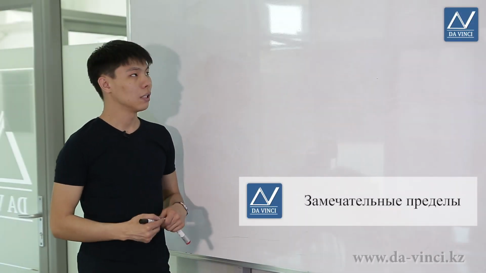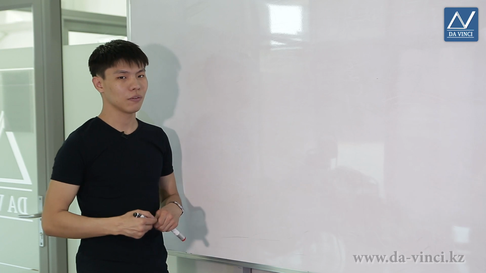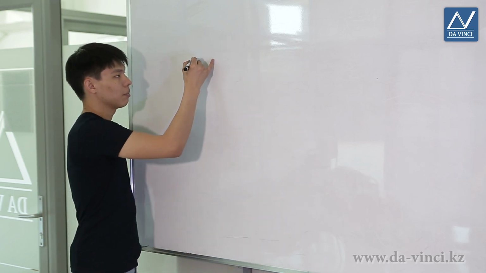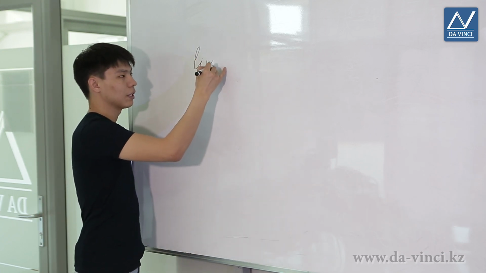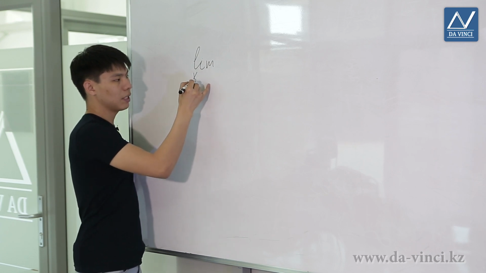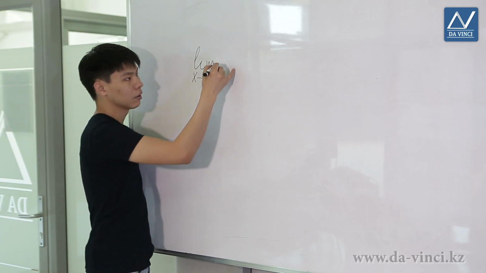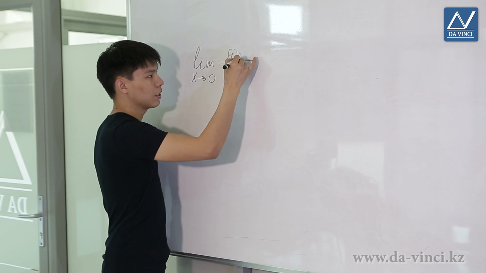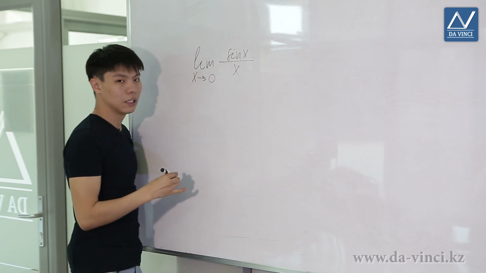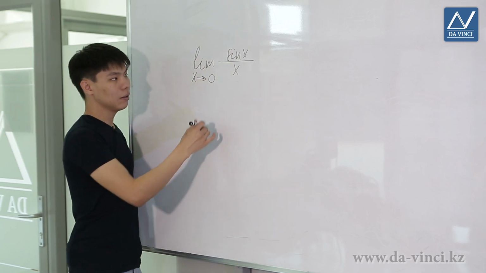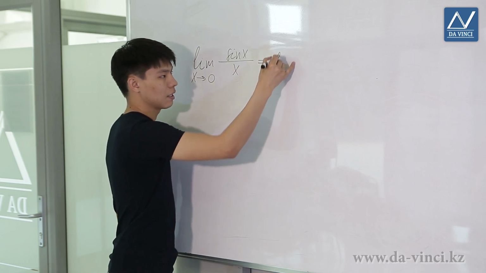Hi, in this lesson we'll explore the remarkable limits. There are several remarkable limits. We'll consider two main ones. The first wonderful limit is the limit of the following kind: the limit as x tends to 0 of the sine of x divided by x. It turns out such a limit is equal to 1. This can be strictly mathematically proven.